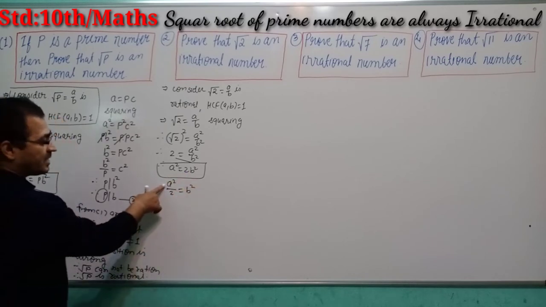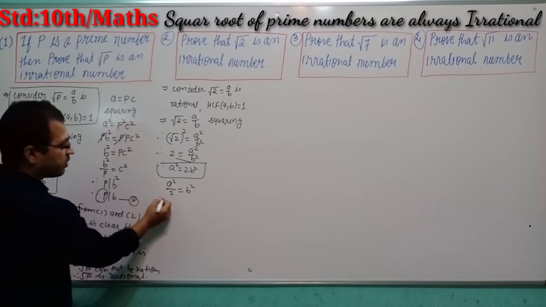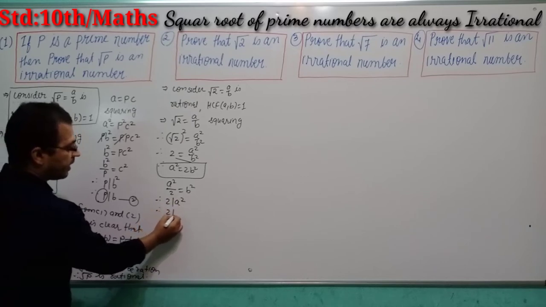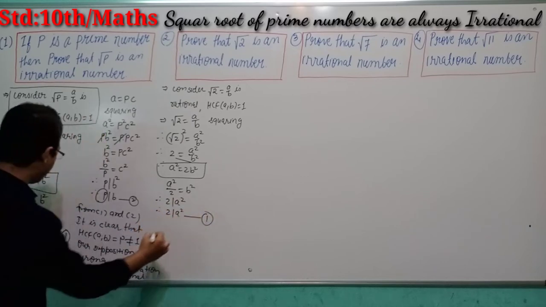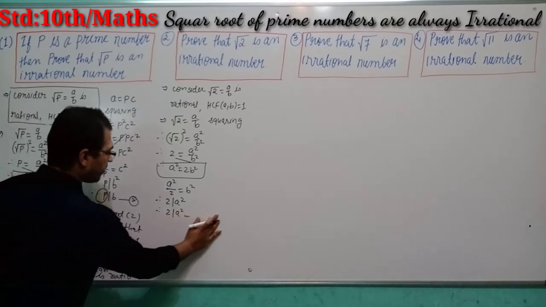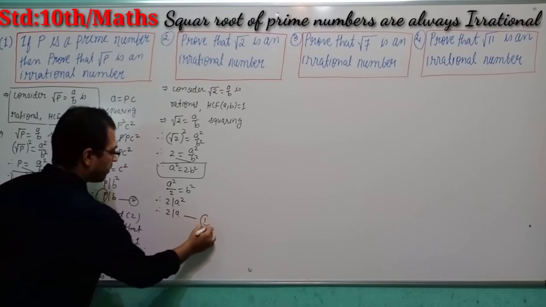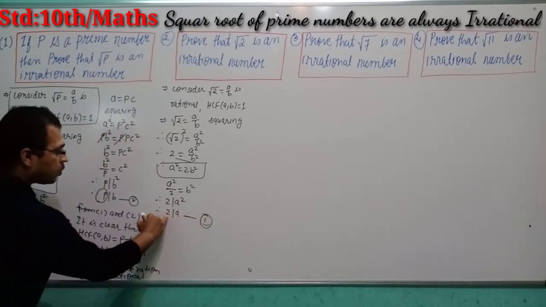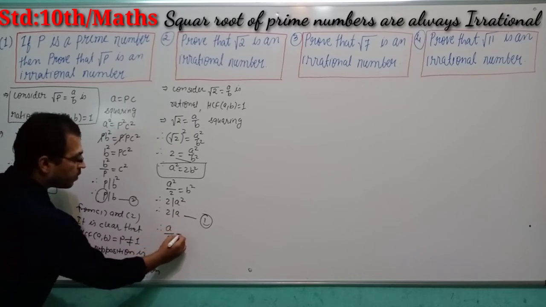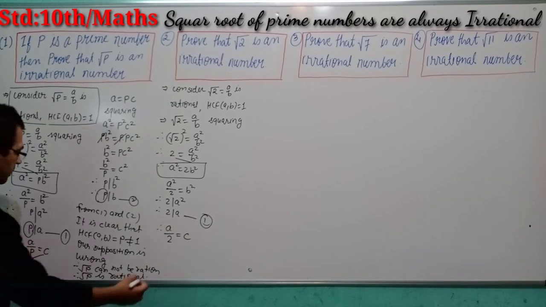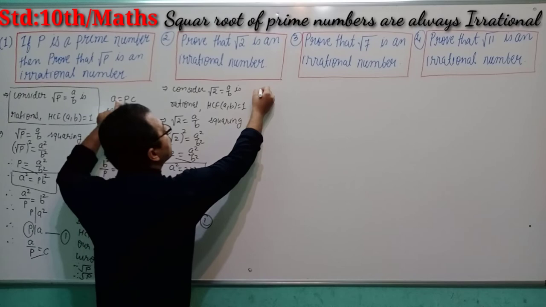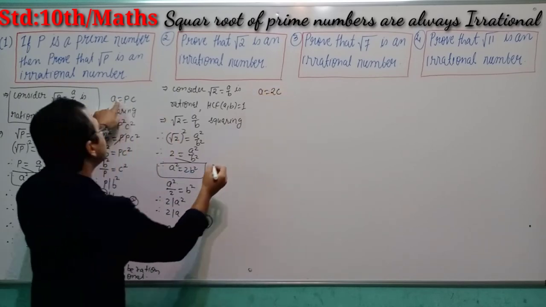It means A square is divisible by 2. It means you can write: 2 divides A square, right? So 2 divides A also. This is result number 1. Okay, students. Now 2 divides A can be written as A is divisible by 2. Consider another integer C. So you can write A is equal to 2C.